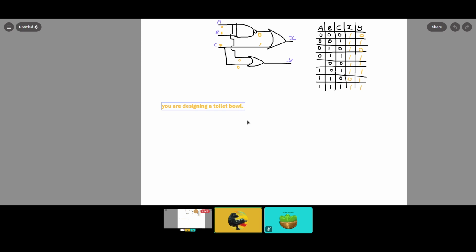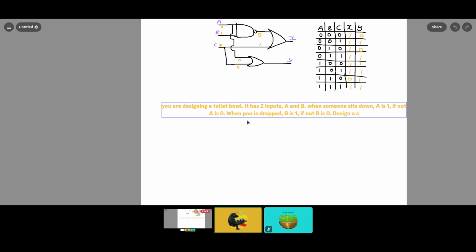It has two inputs, A and B. When someone sits down, A is 1. If not, A is 0. When poo is dropped, B is 1, if not, B is 0.